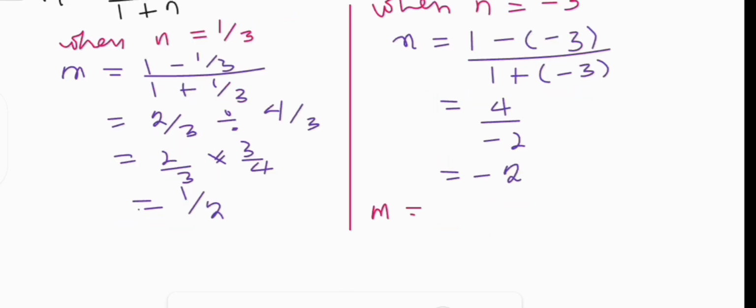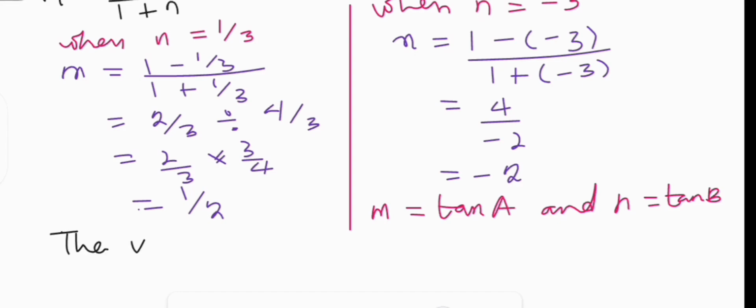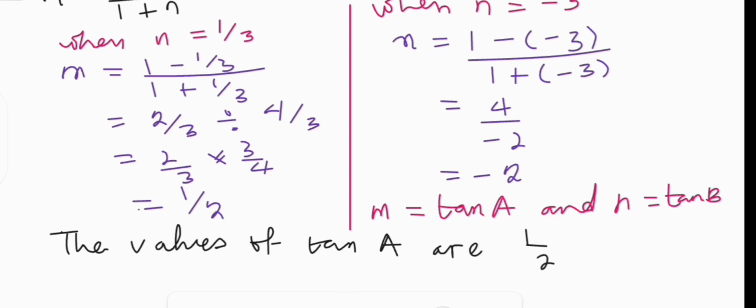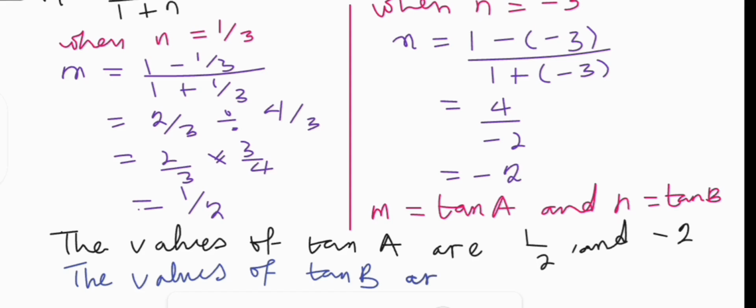Recall that M is tan A and N is tan B. This simply means that the values of tan A, which are the values of M, are 1 over 2 and negative 2, while the values of tan B, which is N, are 1 over 3 and negative 3.